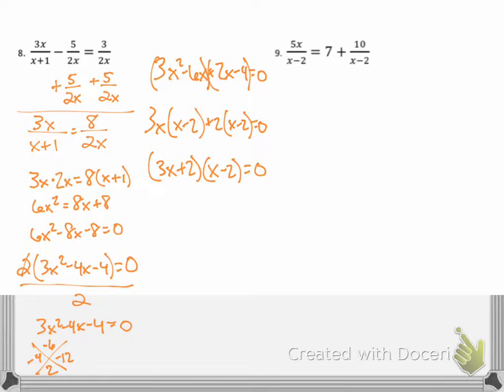And then solve each. So we'd have two answers here. You'd have x equals -2/3 and x equaling 2. Plug them both in for your denominators. Nothing turns to 0. You've got yourself two final answers there.